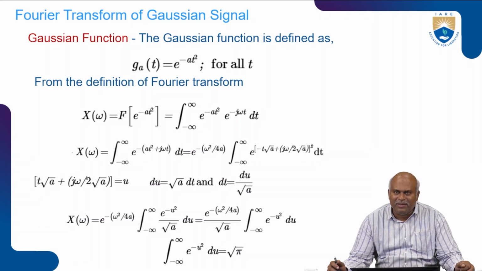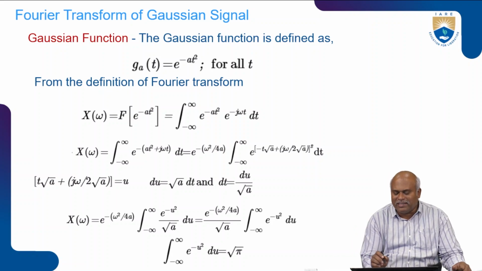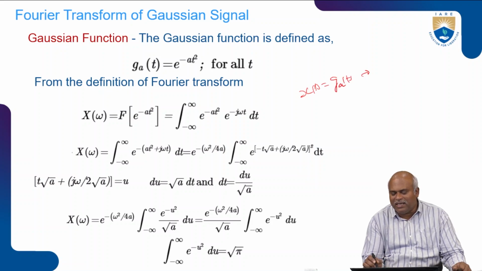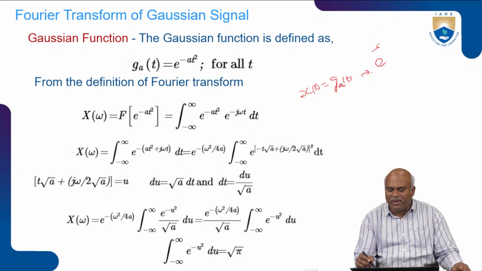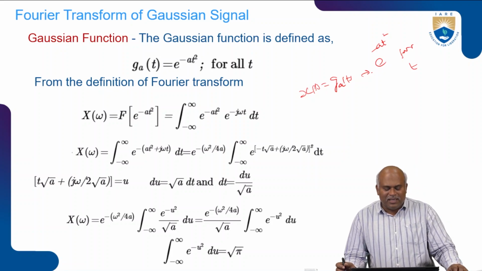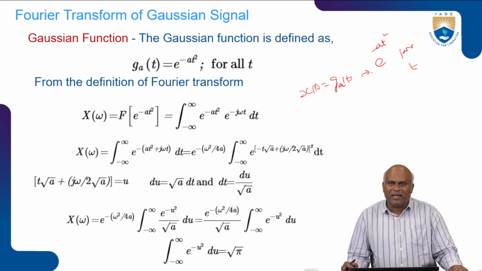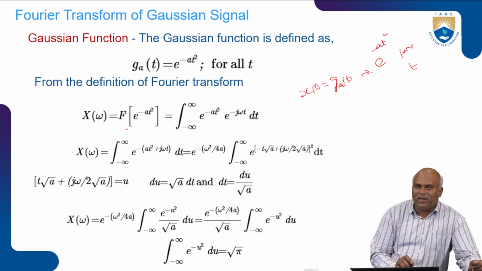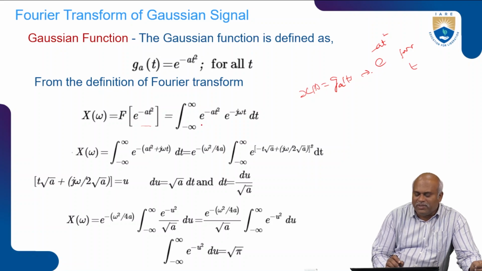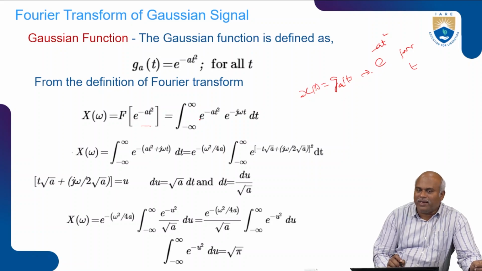That x of t here we got for the Gaussian value. The x of t is equal to g of t, which we write as g(t) = e power minus a t square for all values of t. Based on this condition, I take the Fourier transform X of omega equal to the Fourier transform of the Gaussian function e power minus a t square. So that value you should substitute in place of the x term in the Fourier transform.